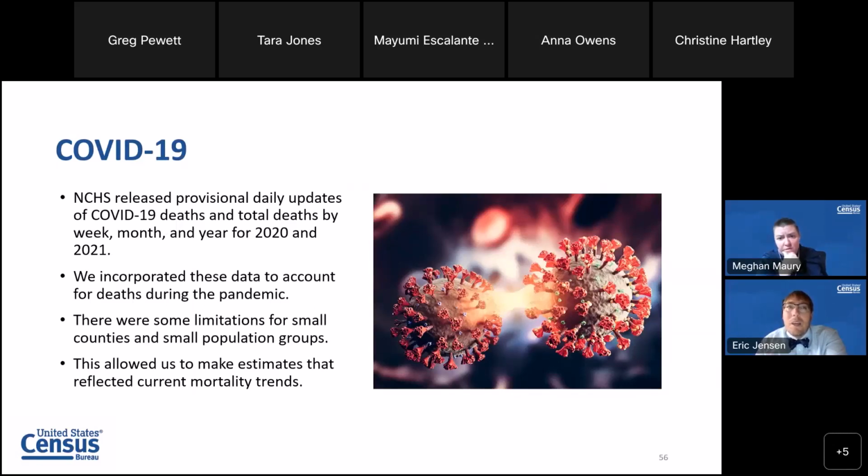However, there were some limitations with these data. For example, the data were only available for 1,100 of the 3,142 counties in the United States. And even fewer counties were available for most race groups. Still, these data allowed us to make adjustments to account for COVID to the deaths in the most recent population estimates in ways we couldn't have just relying on those NCHS data that we get, and they're usually lagged by 2 years.